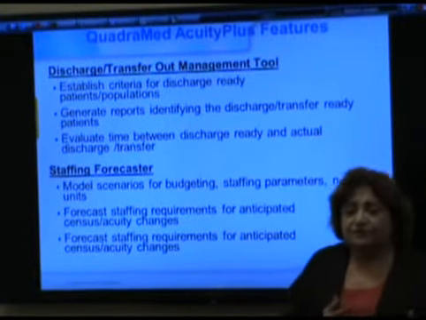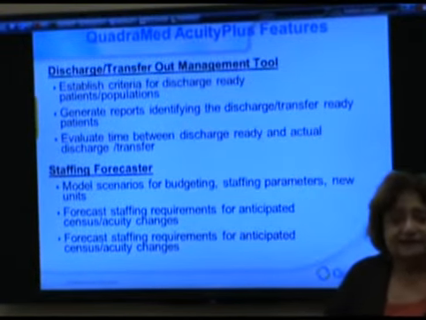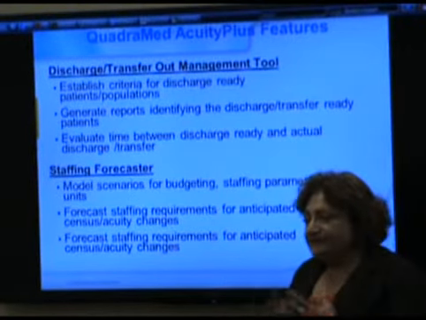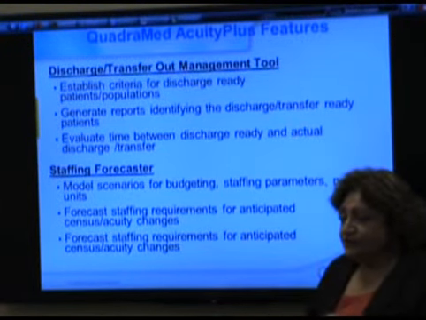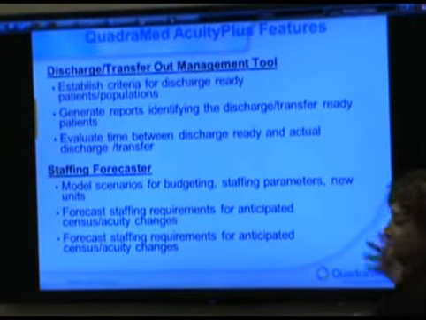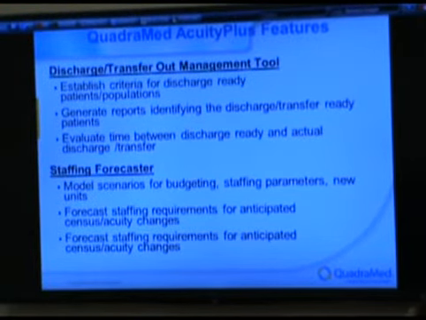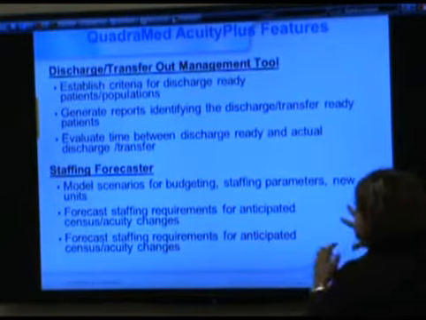It also can help you in times of, if you had a disaster and you had to define how many patients you could send home, that kind of tool could be helpful as well. And then the staffing forecaster.